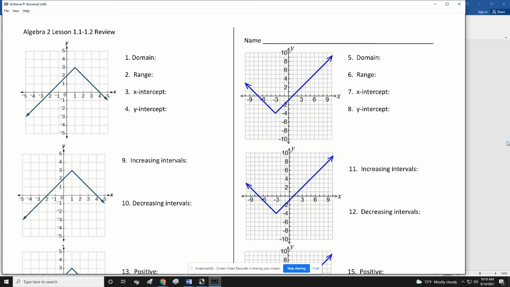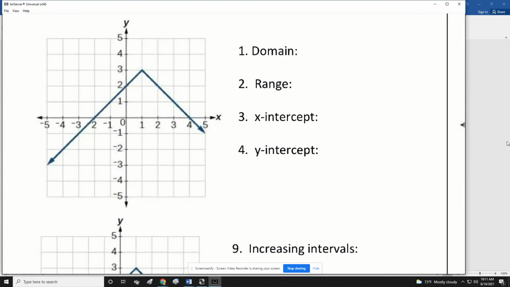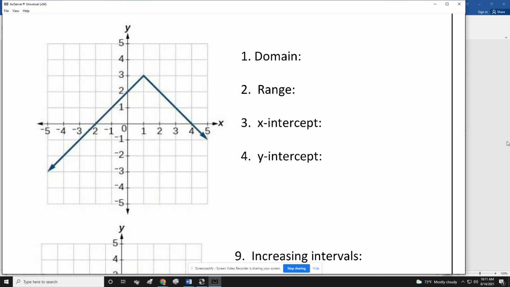So for the domain, we're talking about the x values where the graph is graphed. And remember, on domain, we're moving from left to right. If we look at the left side of this graph, so make sure you're looking at 1 through 4, that left arrow is pointing towards the left, so that's pointing towards negative infinity. And then the right arrow is pointing towards the right, so the right arrow is pointing towards positive infinity. So that means our domain is going to go all the way from negative infinity to positive infinity.